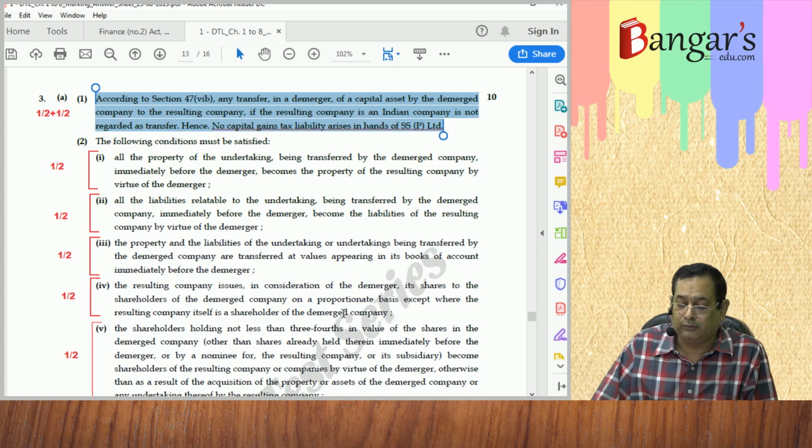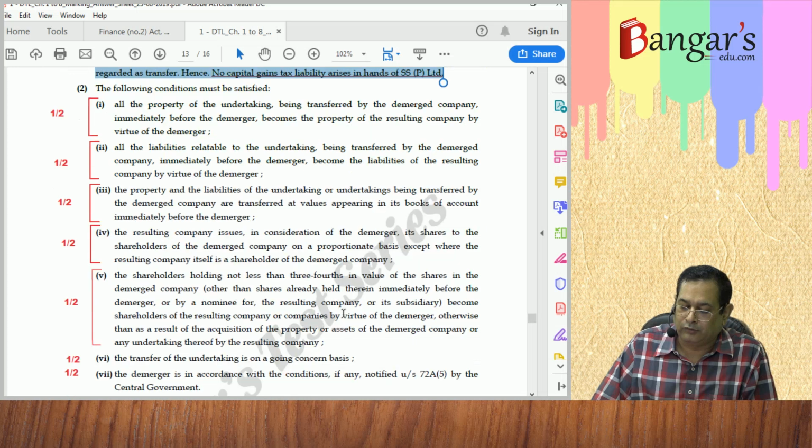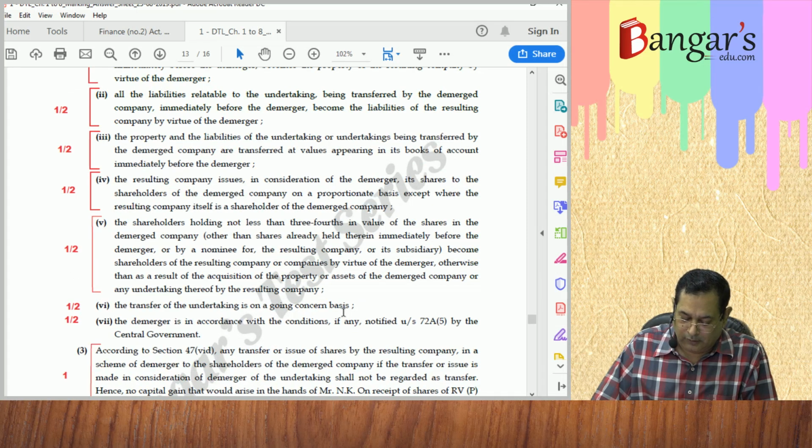Then the resulting company issues consideration of demerger in the form of shares to the shareholders of the demerged company, and shareholders holding not less than 75% of the value of the shares of the demerged company become shareholders of the resulting company. And the transfer of the undertaking is as a going concern, and other conditions laid down by the government are fulfilled. So you have to write that.